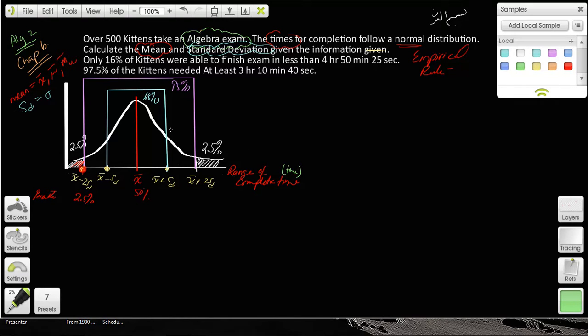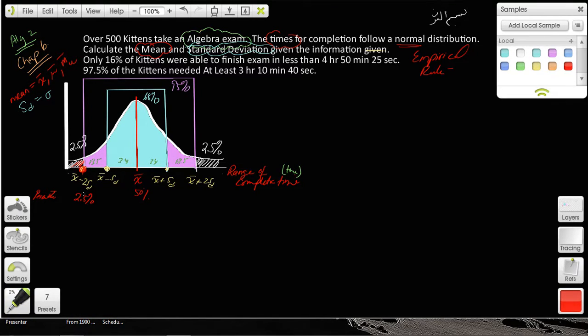Now, if this was 68%, remember we divided this up into 34% and 34%, and this ended up being 13.5% and 13.5% over there. In other words, 68% of the data is contained in that part of the graph, and then an additional 13.5% of the data is in that part of the graph.